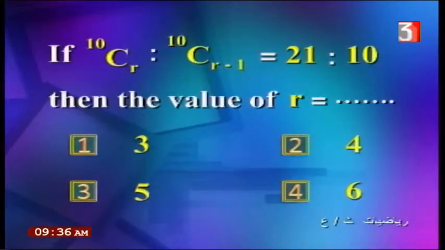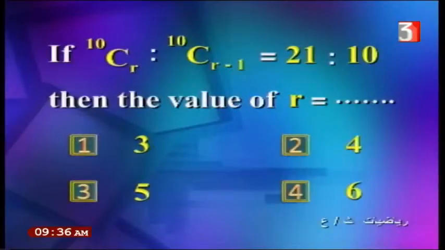My dear student, some students use the calculator, putting R equals 3 and dividing 10C3 by 10C2, and look at the answer in the calculator. If the calculator answer is 21 over 10, then this is the correct answer, and if not, it is not correct, so put R equal 4 or 5 or 6 until it satisfies the equation 10CR over 10C(R minus 1) equals 21 over 10.